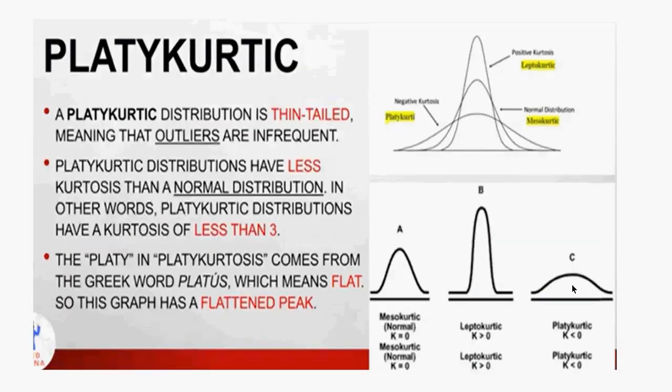And platykurtic is nothing but there is no hump at all, there is no peak at all. But a lot of outliers are there, which is less than 0. Okay, can you understand? So this is about kurtosis. Okay, thank you.